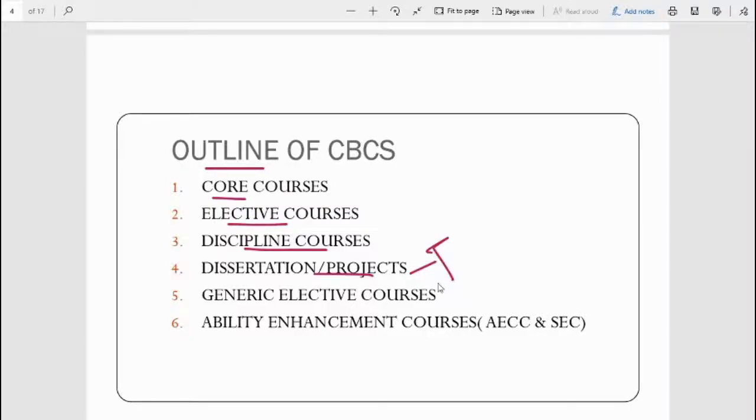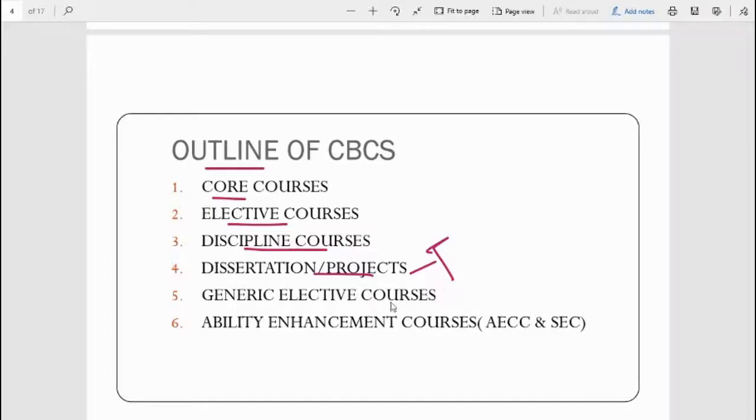The next one is generic elective courses. Under generic elective courses, what do we have? It gives the learner exposure to courses which are not from your discipline. I have talked about interdisciplinary in my previous slides, and it comes into play here. You are a student of history, and you can go and opt for a subject from a management course. This comes under generic elective courses.